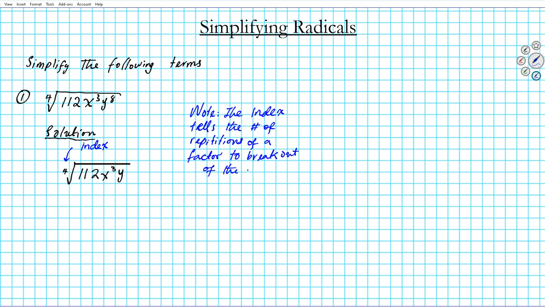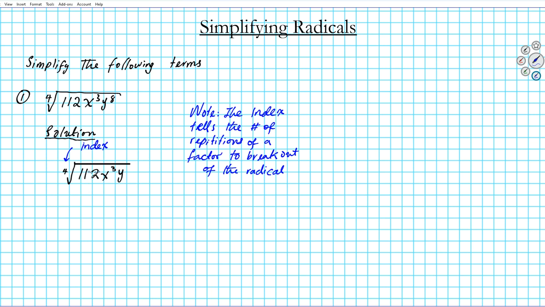Some terms will have the power to break out of the radicand position, and some will not, but the index tells us how many. In this case, since this is a fourth root, in order for a term to be able to break out of the radical, it has to have a power of 4. Every factor that has a power of 4 can come out as a fourth root. All right, so let's go ahead and do this.